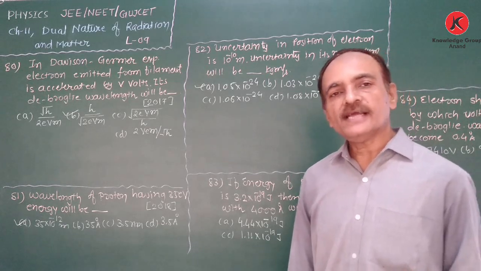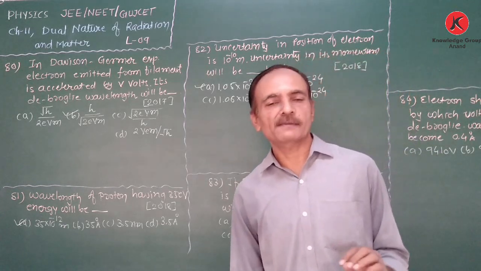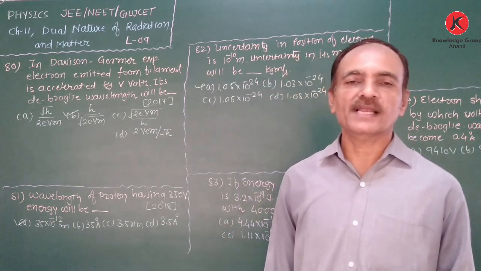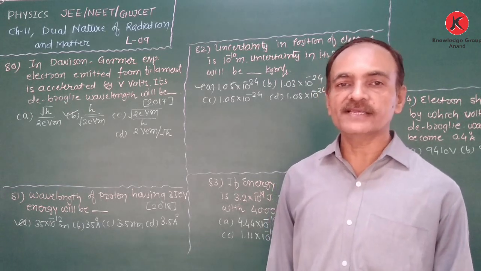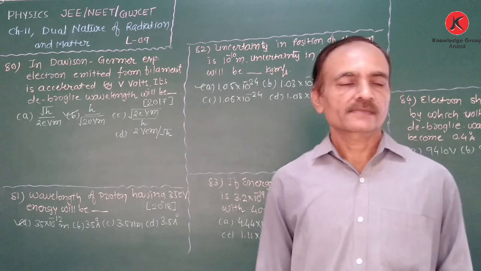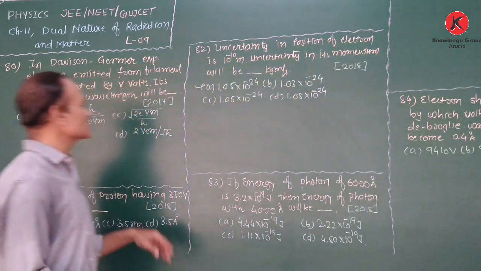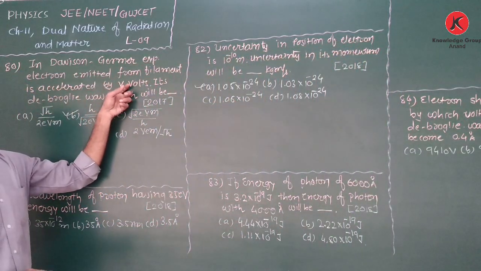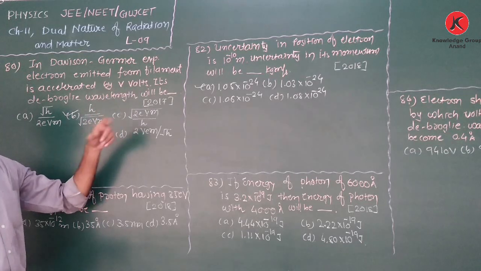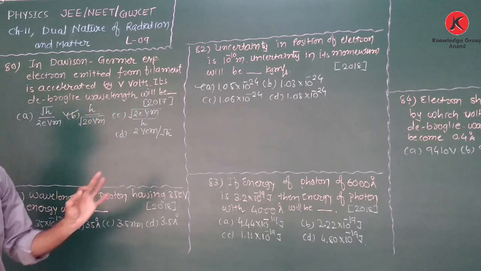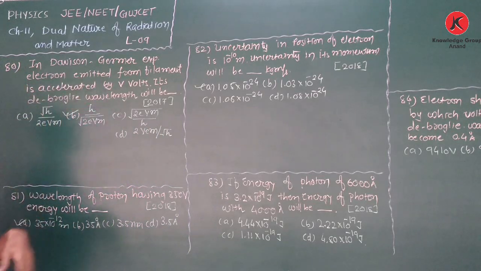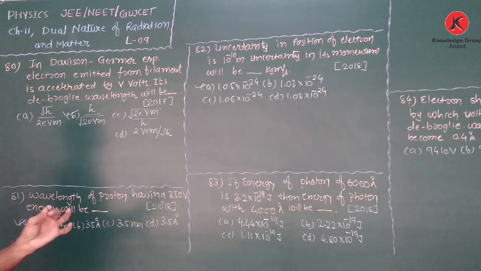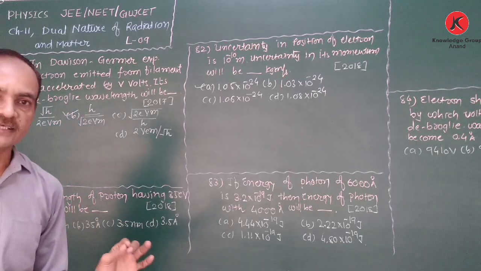Now, we already know that in the Davisson-Germer experiment, the current passing through the filament heats it and electrons are emitted from the filament. These emitted electrons are accelerated by V volts. So, what is the de Broglie wavelength of the emitted electron? Here, the electrons emitted by the filament are accelerated.